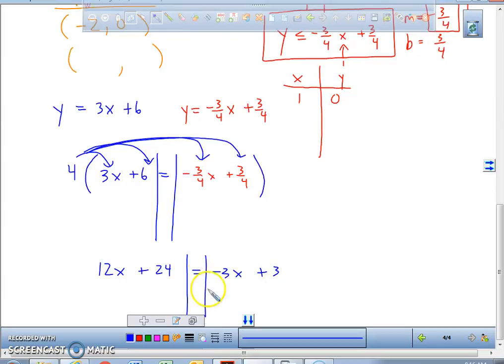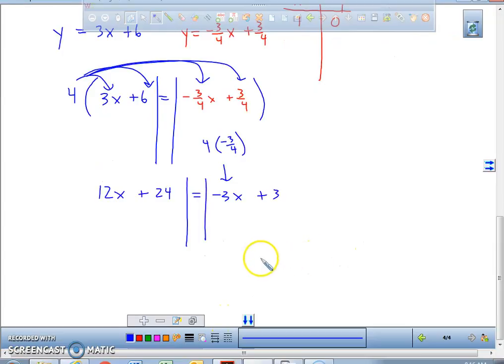So what did multiplying everything by a 4 do? It got rid of those 4's that are in the denominator. How did I go from the fraction to -3x? Because 4 times -3/4 is a -3.